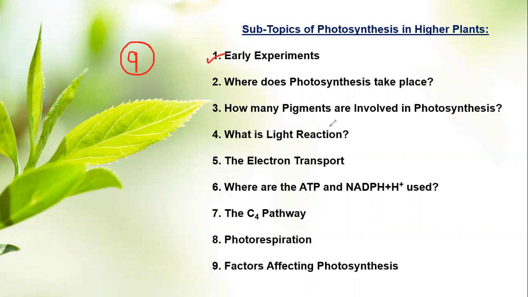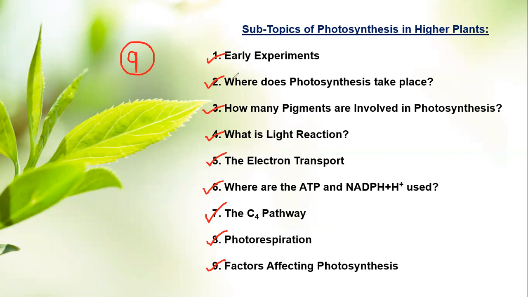First one is the early experiments. Second one is where does photosynthesis take place, that is the structure of chloroplast and the pigments involved in the process of photosynthesis. Then the light reaction, that is the splitting of water and the production of ATP and NADPH molecules. The electron transport, and where ATP and NADPH are synthesized. And you have to study the C4 pathway, photorespiration, and the factors affecting photosynthesis. These are the major 9 topics included in this chapter.